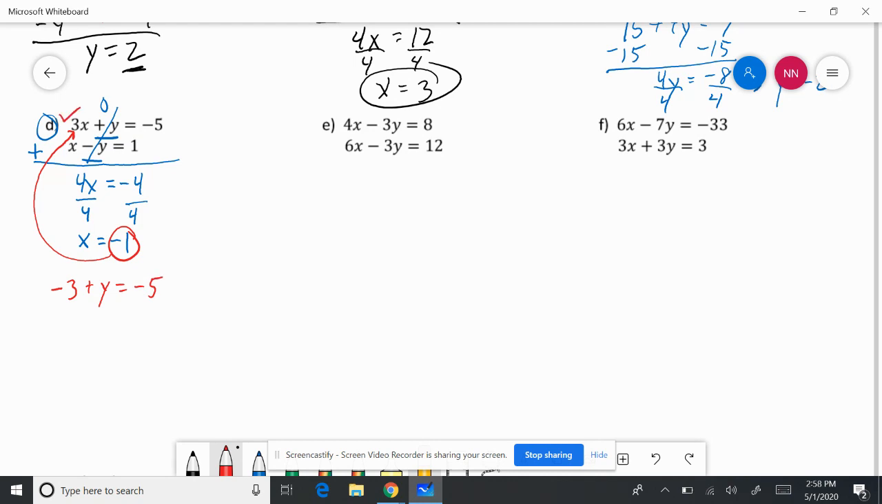Now I'm going to solve for y. I'm going to add 3, and I get y is equal to negative 2. Remember, we want an ordered pair. X comes first, y comes second. So my ordered pair would be negative 1, negative 2.